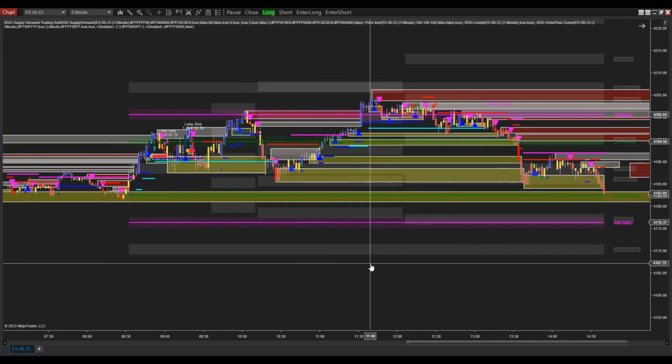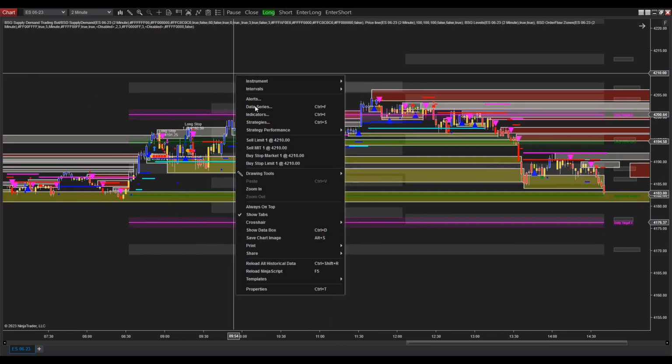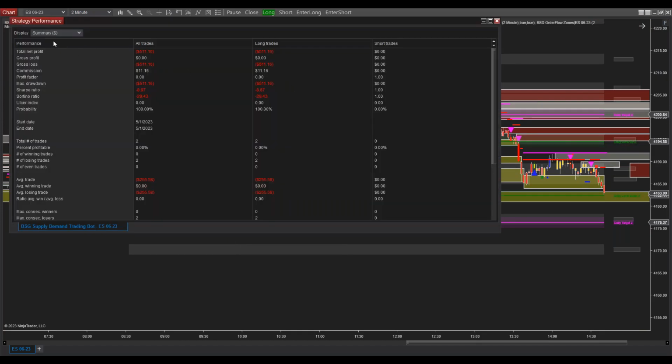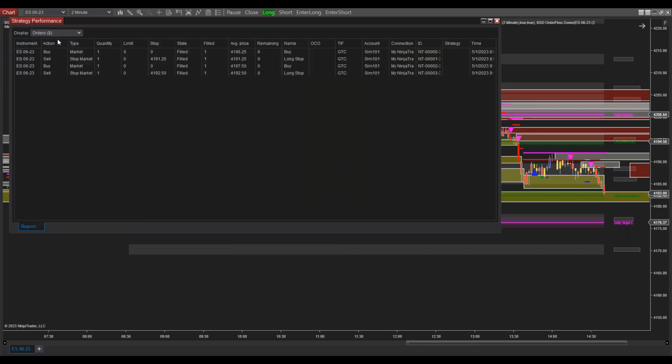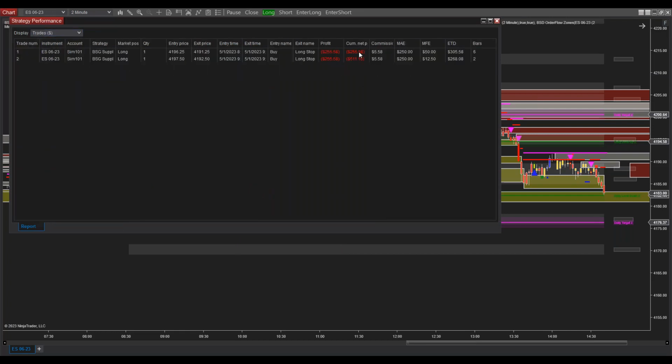So you can see 1, 2, the trade lost. Look at the performance those days. If you go back to the trades, you can see the first trade 255 is below the 300 limit, so it took one more trade and lost another 255. So that's how we reached 511. That's in your control, how much you want to limit.